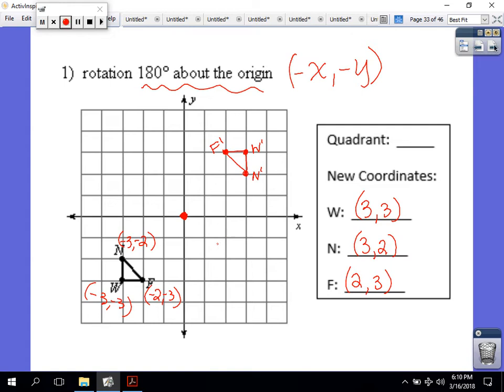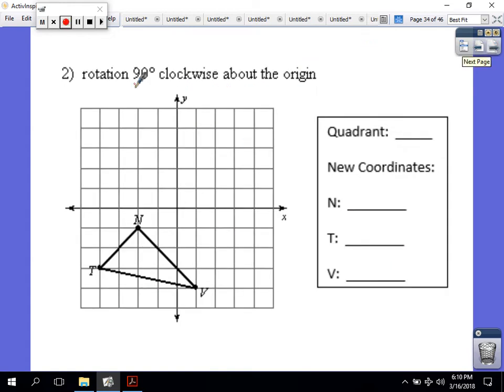Number 2. This one says 90 degrees clockwise. So our 90-degree clockwise rule is y, then opposite x. And that is the order that we need to switch all of them into. So let's go ahead and list the original coordinates. So T is at -4, -3. N is at -2, -1. And V is at 1, -4.